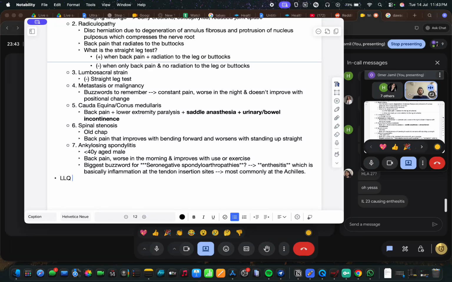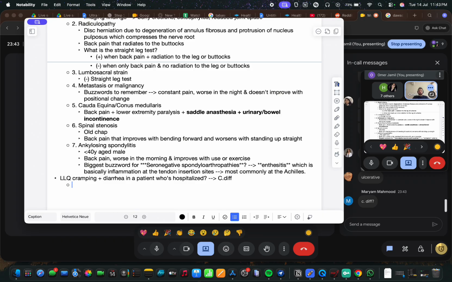Basically left lower quadrant cramping plus diarrhea in a patient who is hospitalized. Everyone's gonna jump at this, I know. What's the diagnosis here? Any idea with this? I'm surprised no one jumped at this. C. diff, exactly. C. diff.